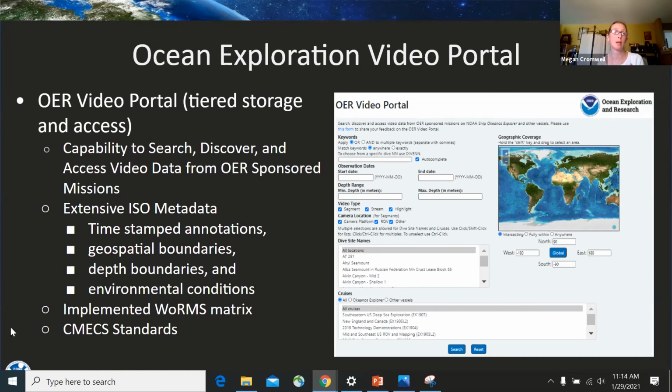We implemented the WoRMS matrix because we realized in some cases you might have an annotator who might put in octopus, and then another annotator for another video on a different dive might put in cephalopod. Well, in that case, depending on if it's a student or whoever, if you searched one of those, you would only get one video back, whichever one it happened to be. So we matrixed it with the common names, and you can actually just search by phylum and say, hey, I want to see all the corals in this particular area.